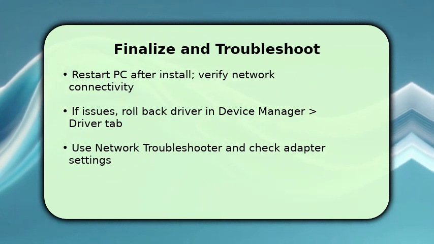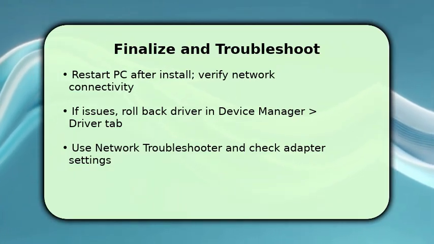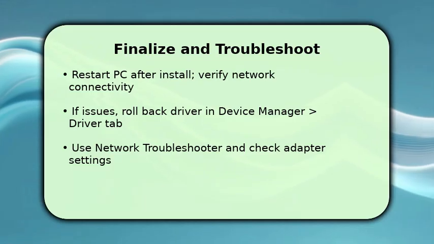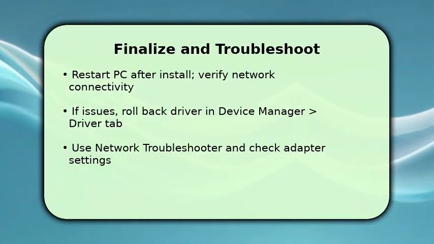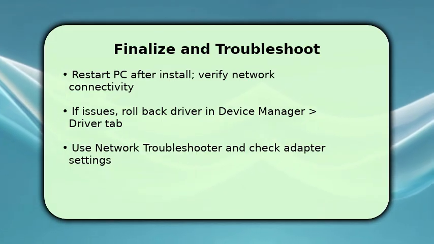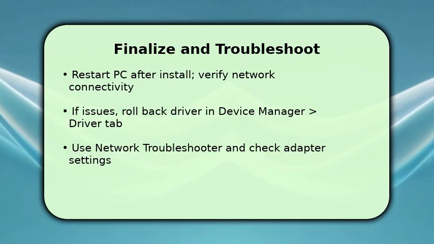This confirms success. If something goes wrong, open Device Manager, right-click the adapter, choose Properties, and use the Driver tab's Rollback Driver option to revert quickly. Make sure to run Windows Network Troubleshooter and recheck adapter settings. These steps often resolve misconfigurations without further changes. Keep the working driver installer handy in case you need it again.